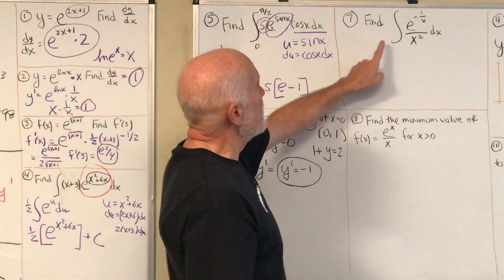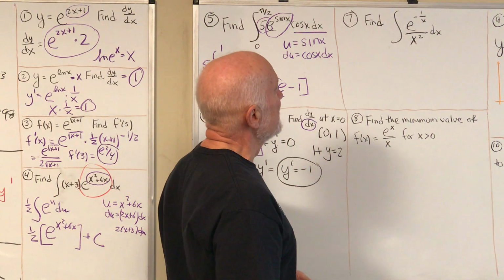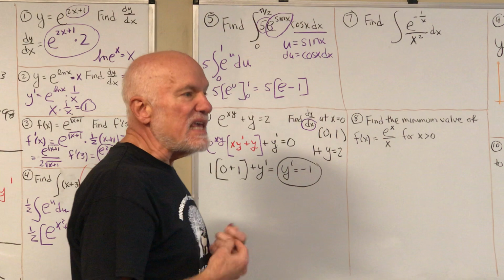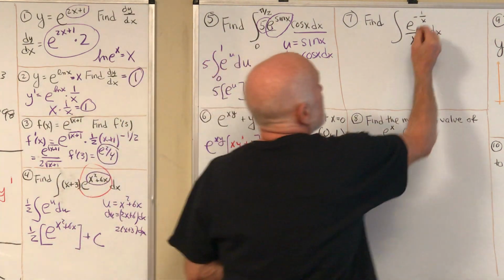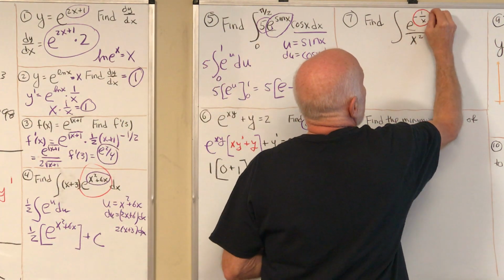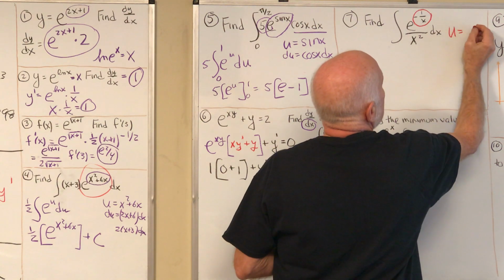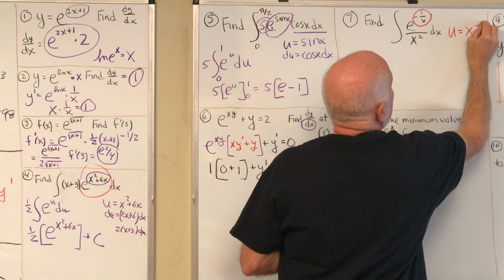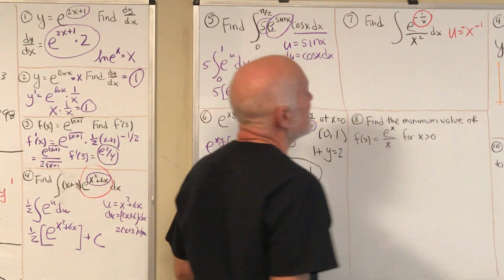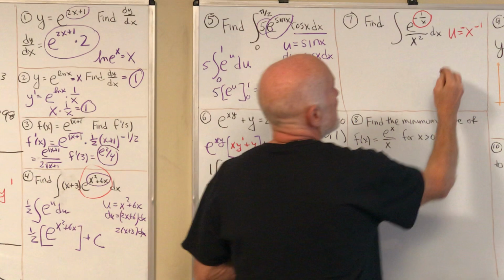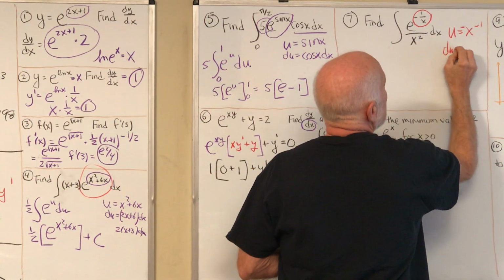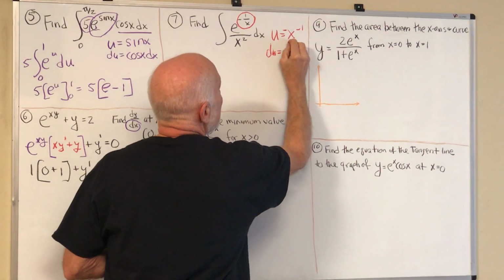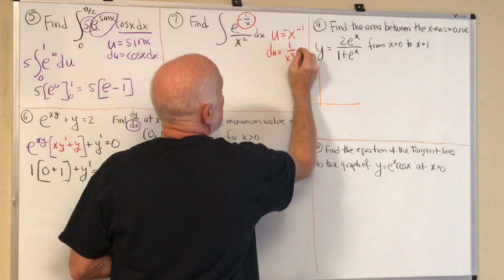Okay, we've got another indefinite integral. And as soon as you see e in there, you're thinking maybe it could be e to the u du. The only way it can be is if that equals u. So it's x to the -1, it's minus x to the -1. So du is -1 times -1 is 1, x to the -2 times dx.